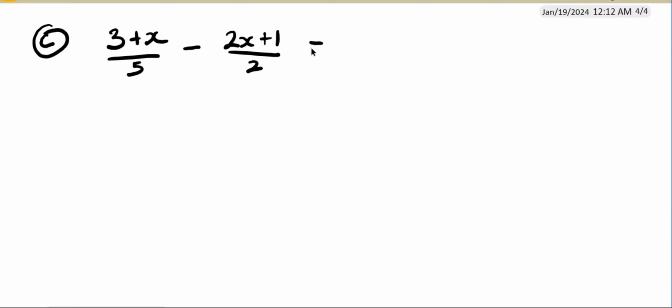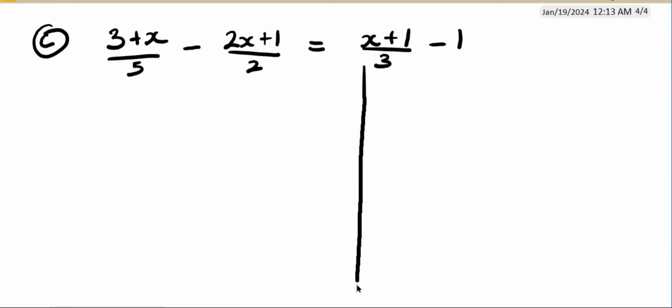So let's call this example C. So we can have (3 + x)/5 − (2x + 1)/2 = (x + 1)/3 − 1. Okay, so this is going to be a little longer. Now, you can see that we have different expressions on each side of the equation. It is very simple. First of all, let's rewrite this and put some things in brackets.